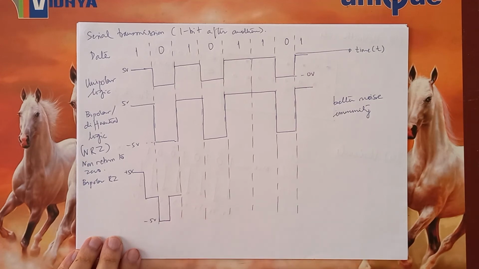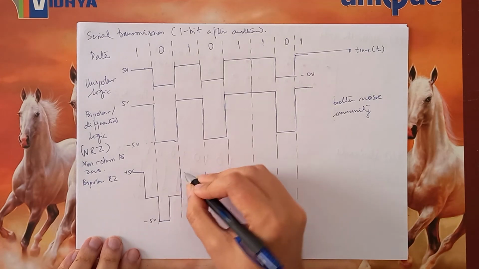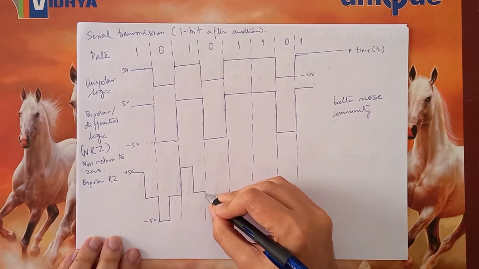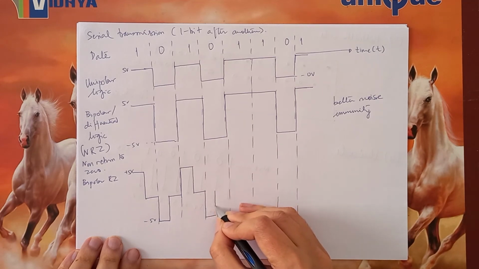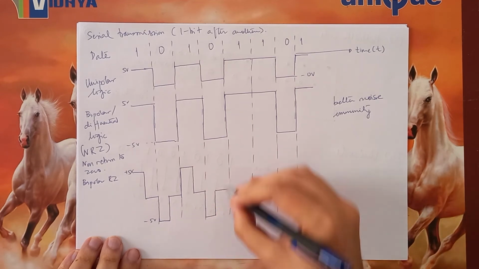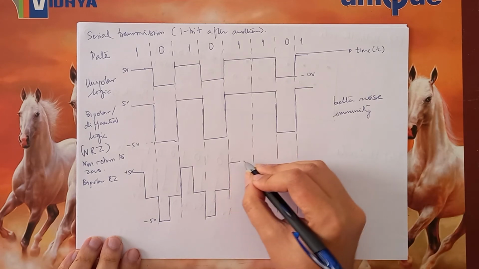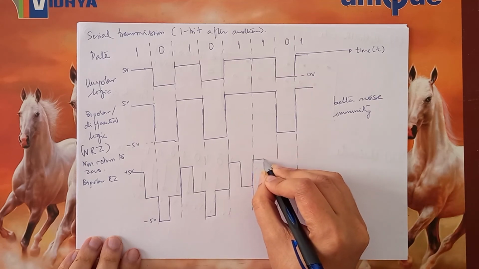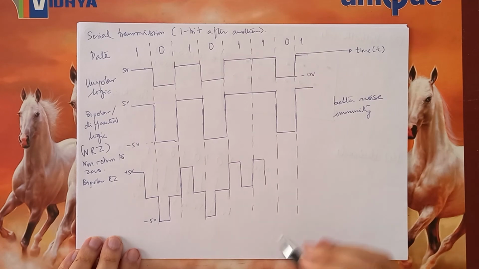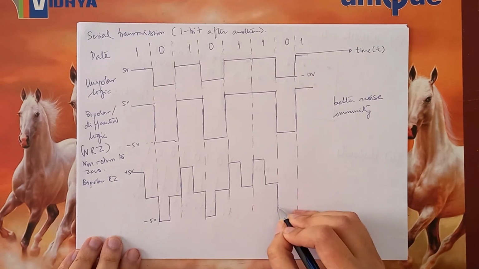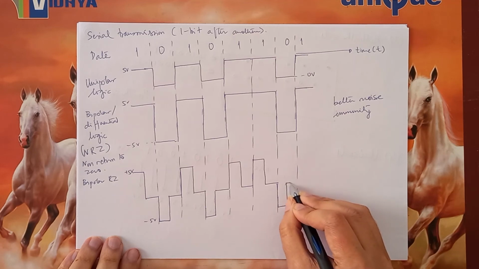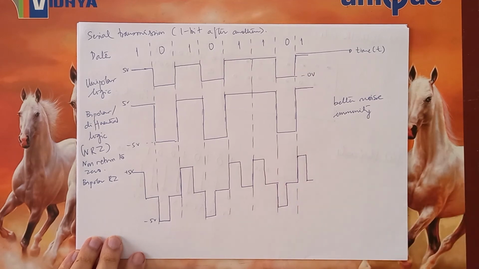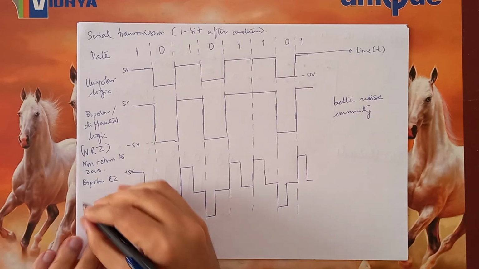Then again for 1 it goes to plus 5 for half this time period, and then it comes down to 0. Likewise, this goes to minus 5 again and comes back to 0. Then again high for half the time, comes back to 0. Again high for half the time, comes back to 0. Then low for half the time, comes back to 0. High for half the time, comes back to 0. This is called bipolar return to 0.